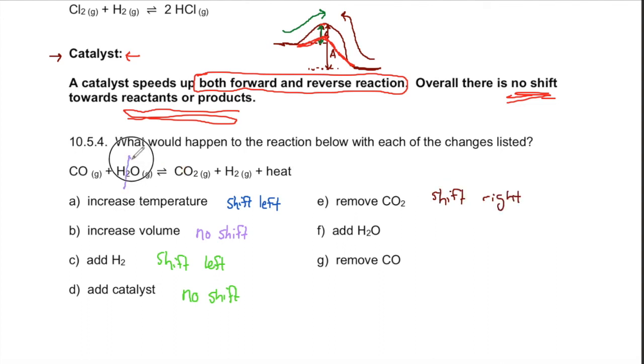If we add water, the system is going to want to respond by taking away the water and using it up. If it's using up the water, then that is the forward reaction. It's going to push it to the side where the water has been reacted and is gone. So that is a shift to the right. And then finally, if we're removing the carbon monoxide, then the system is going to try to make more by shifting left. The reverse reaction will make more carbon monoxide. So these are the ways that the system would respond to each of these stresses on the system.